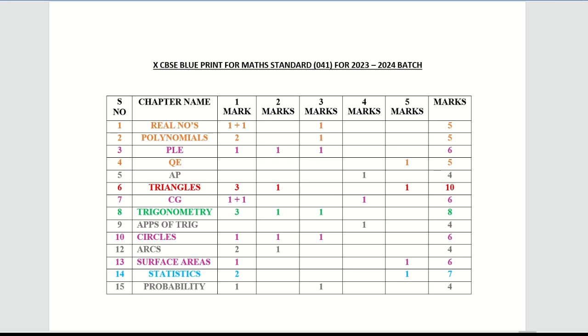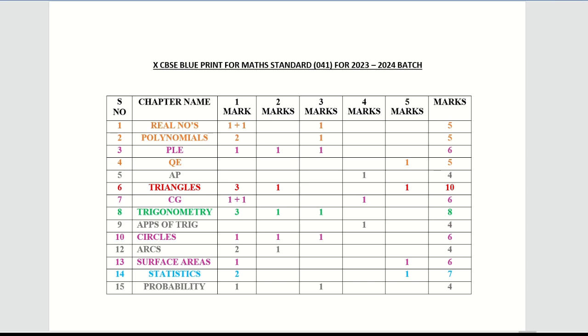Now comes areas related to circles. In areas related to circles you have 2 MCQs and one 2 mark question, so the total weightage is 4. In surface areas and volumes you have 1 MCQ and one 5 mark question, so the total weightage is 6. Next comes statistics. You have 2 MCQs and one 5 mark question, wherein your total weightage is 7.